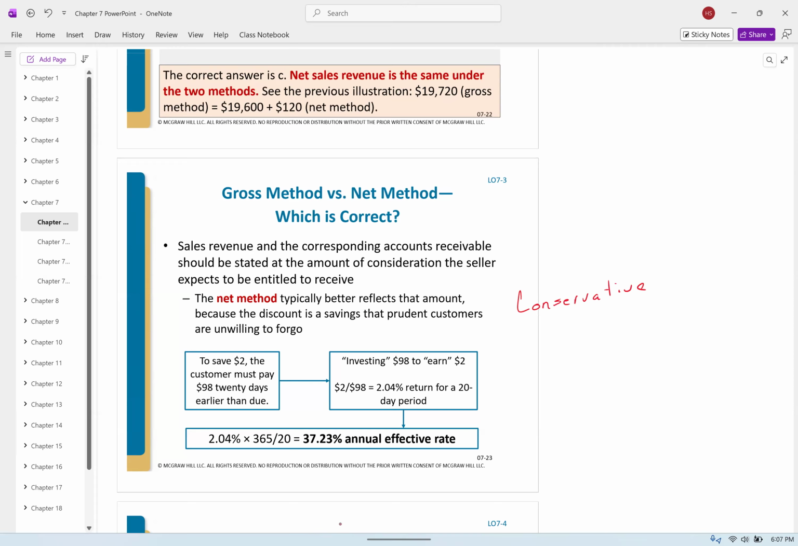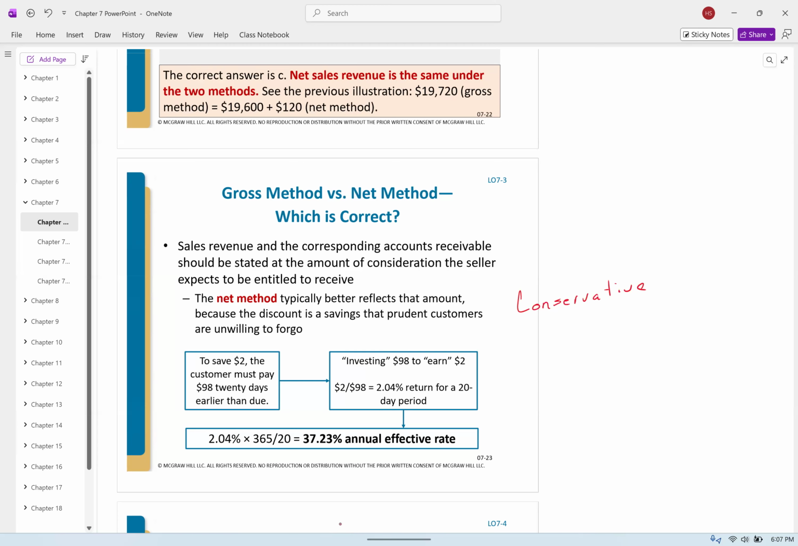And when I say conservative, again, I'm not talking about political affiliations. The conservatism principle just says we state assets at the lowest amount and liabilities at the highest amount. We want net income to look worst case scenario.